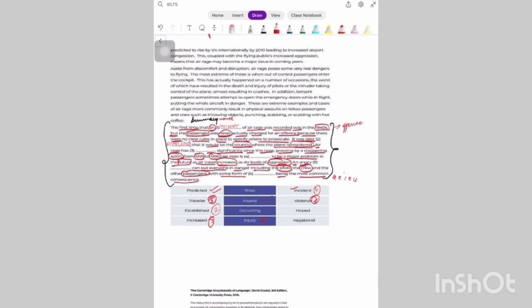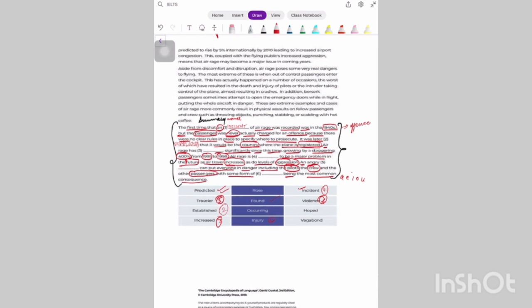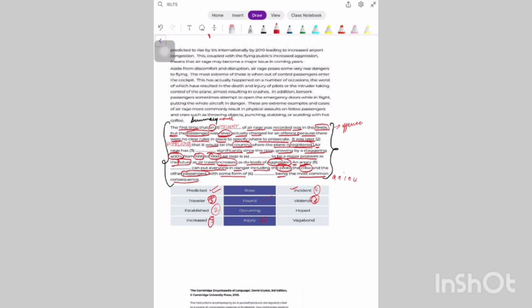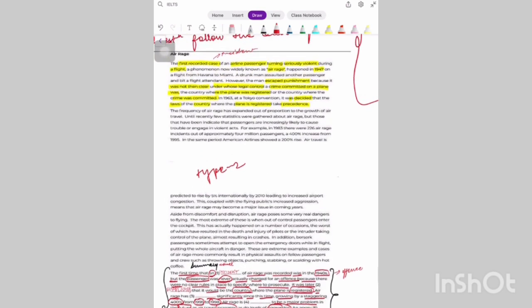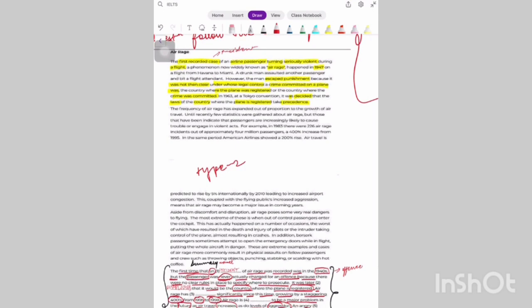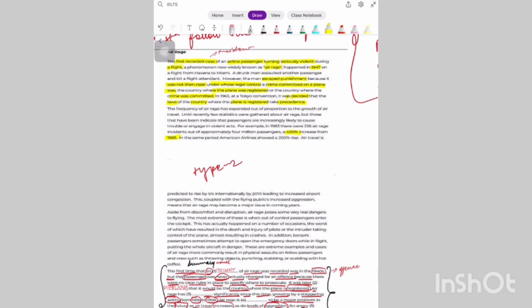Air rage has dash significantly since the time, growing by a staggering 400% from 1995 to 1998. 1995 to 1998. 400%, 1995. So the frequency of air rage has expanded out of proportion to the growth of air travel. Until recently, few statistics were gathered about air rage, where those had been indicated, passengers were increasingly likely to cause trouble or engage in violent acts.